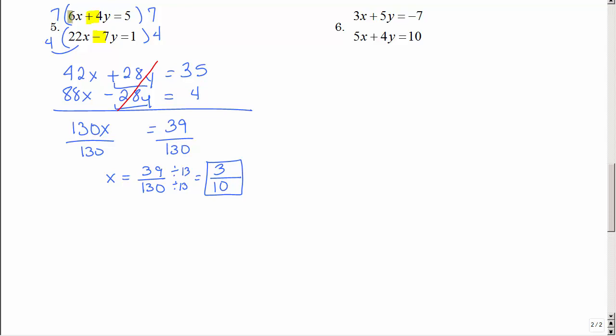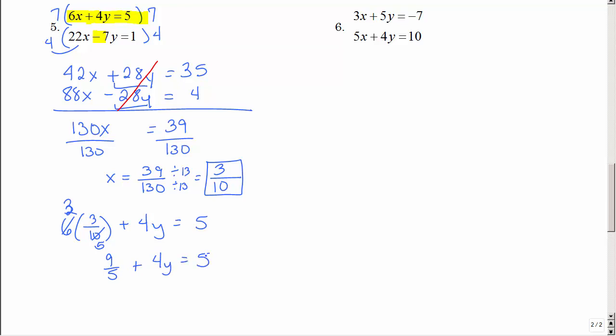So pick your poison. I'm going to choose that equation. So I need 6 times x plus 4y equals 5. Oh, you know what? I think I could reduce that. So how about let's reduce that. 6 and 10 are both divisible by 2. 2 goes into 6 3 times, 2 goes into 10 5 times. So now I have 9/5 plus 4y equals 5.